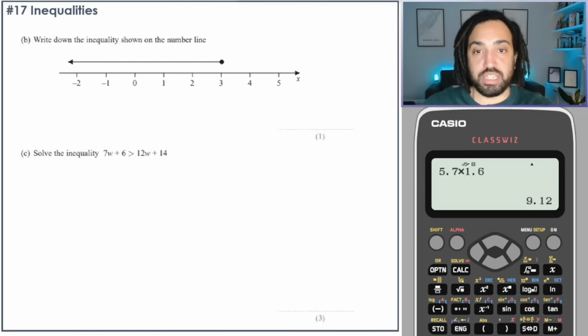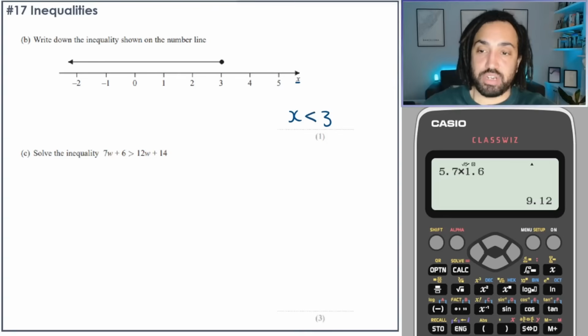Okay, inequalities. Write down the inequalities shown on the number line. So this one is at 3. X is the variable, and we're going to the left here, so it's all the terms which are less than 3 or equal to, because it is a filled in dot. If that was a hollow dot, then it would be just less than, not less than or equal to.